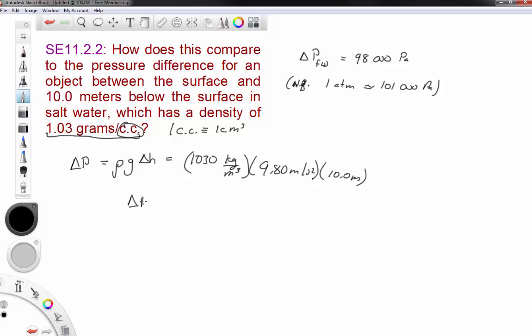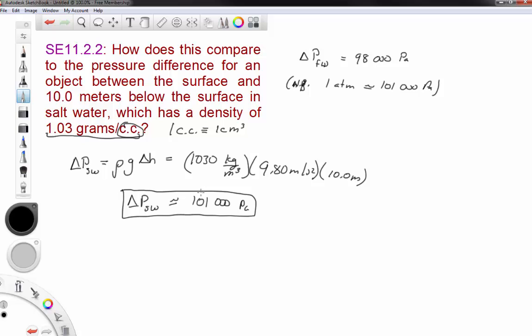And so what we end up getting is that for salt water, the increase in pressure is about 100,940. So we could say very roughly 101,000 pascals. So this is, of course, going to be a factor of 1.03 times greater than what we got for fresh water.